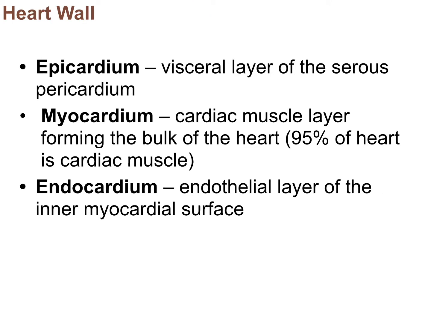Here are the three layers we talked about. Epi means upon the heart, right? It's the visceral layer that sits right upon the heart. Then you have the myocardium, which is the cardiac muscle, which makes up about 95% of the heart. So most of the heart is really just a muscle pump with a few associated structures and valves and things. Endocardium, endo means within, that's the layer that lines the inside.